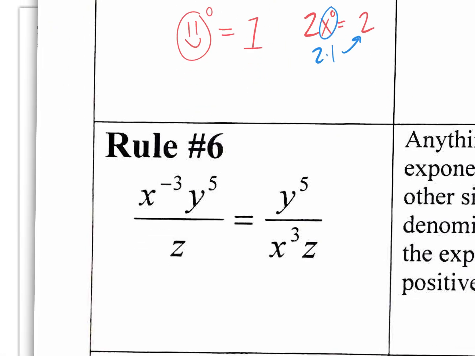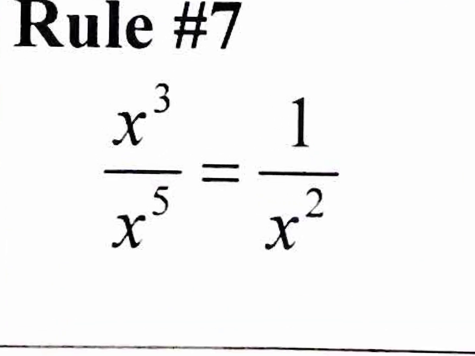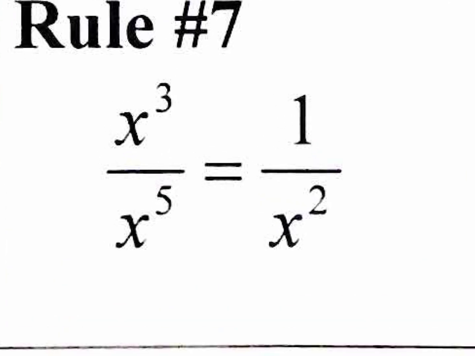Rule 6, anything with a negative exponent must be grabbed and moved to the other side, and it becomes positive, okay? So it's no longer up on top, it's now on the bottom. So the answer is y to the 5th over x to the 3rd z. Rule 7, anything that has the same base on numerator and denominator will cancel out. Only when you're multiplying, that is. So you have 3 x's up here, 5 x's down there. 3 of them cancel with 3 of the 5, leaving you 2 left over on the bottom.